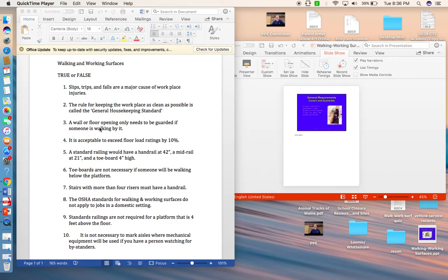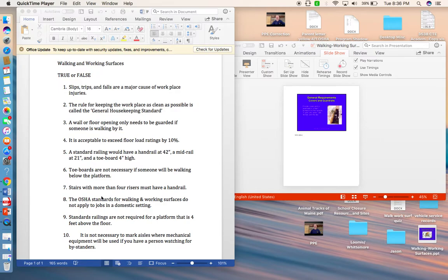We'll be dealing with floor openings and wall openings. When do they need to be guarded? When do they not? Can you exceed floor load ratings? What are the dimensions of a standard hand railing? And we'll also talk about toe boards. When are they necessary? Dealing with stairs. When do you have to have a handrail? When is it not necessary?